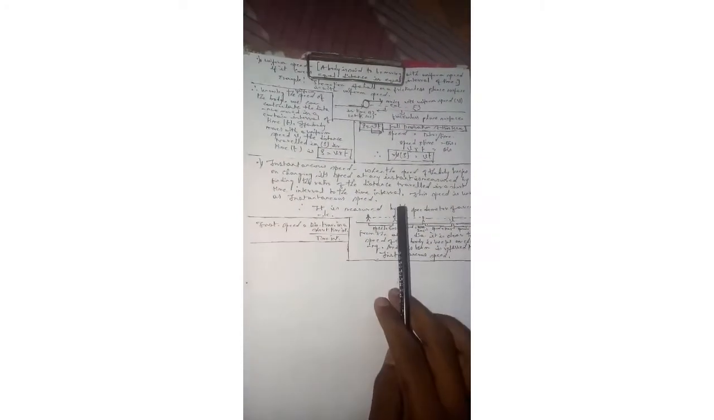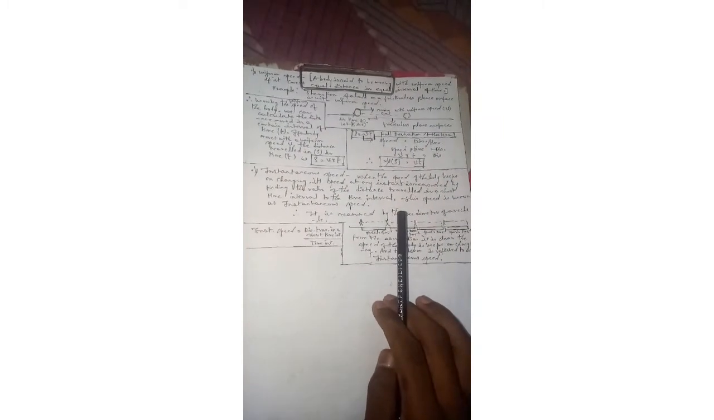For understanding the concept of instantaneous speed, I have drawn a diagram for you and given a full explanation of it. So what is instantaneous speed? When the speed of a body keeps on changing, its speed at any instant is measured by finding the ratio of distance traveled in a short time interval to that time interval. This speed is known as instantaneous speed. It is measured by the speedometer of a vehicle.